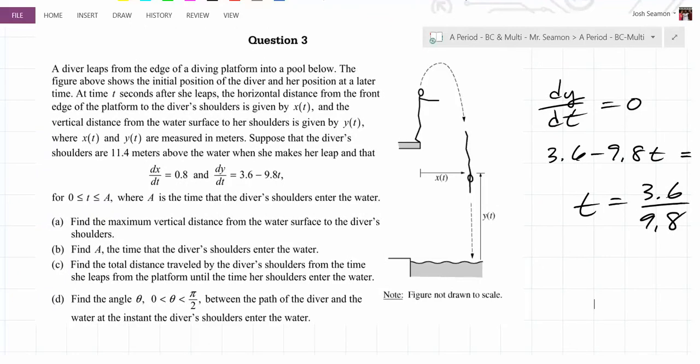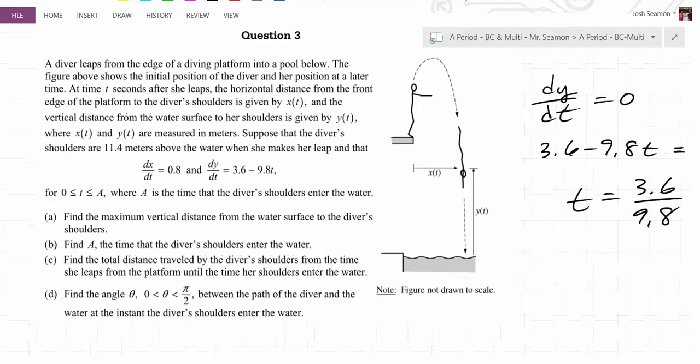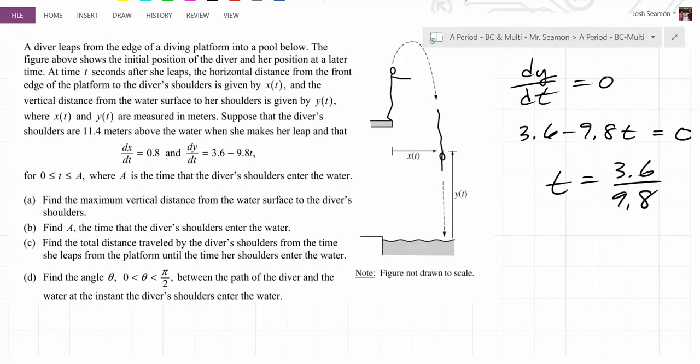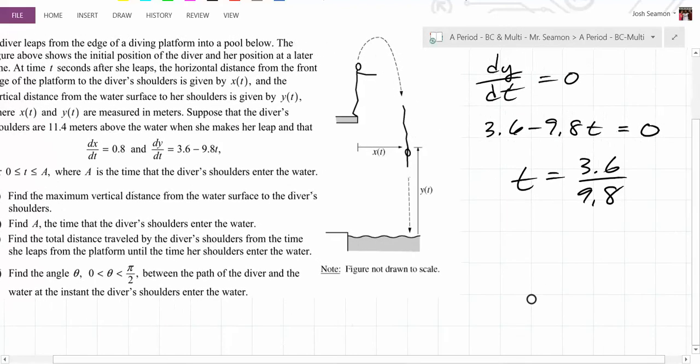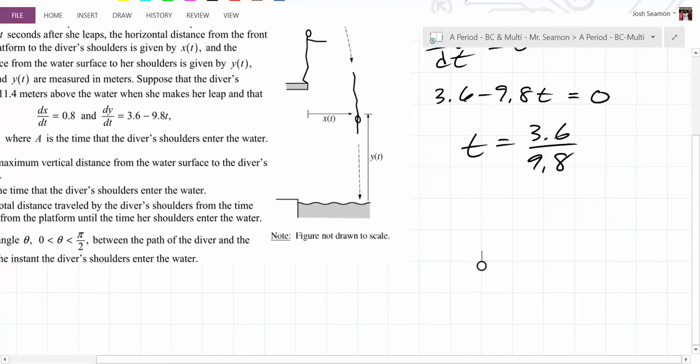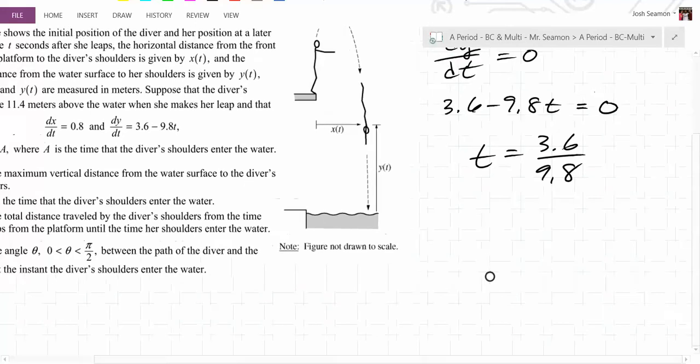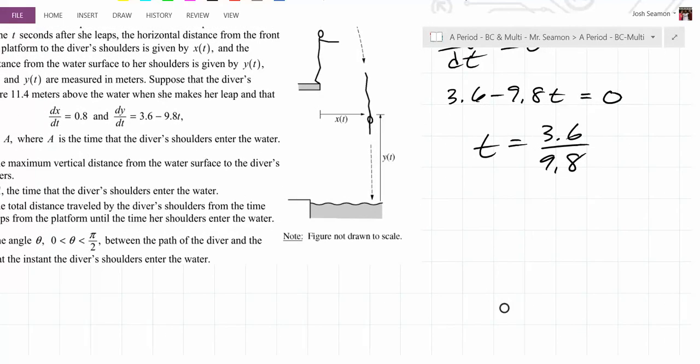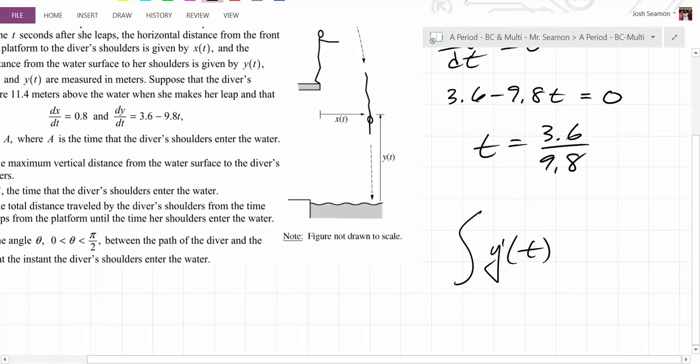No, it's not. What is it asking? Vertical distance. It's asking to find the maximum vertical distance from the water surface of the diver's shoulder. So how do we do that? You have to plug it into the antiderivative of dy/dt. Exactly. So dy/dt is the rate of change of the height, correct? Yes, so you're integrating y prime of t, which is dy/dt, right?